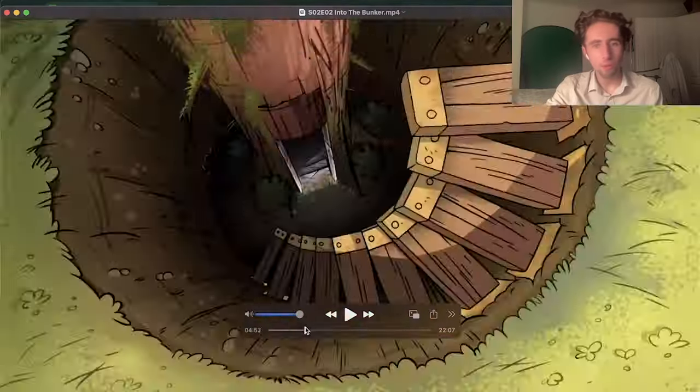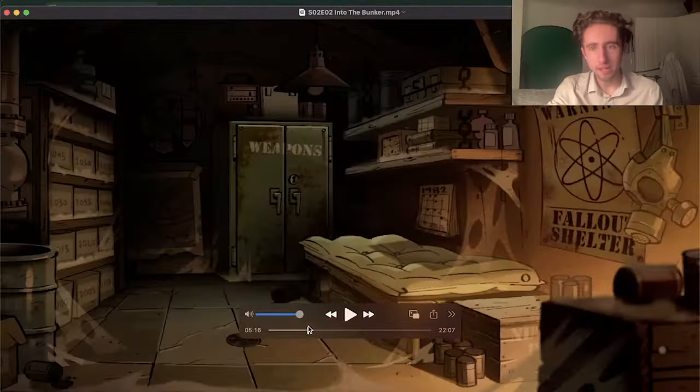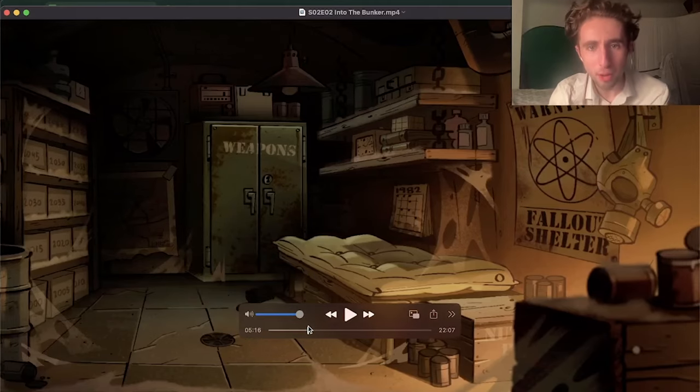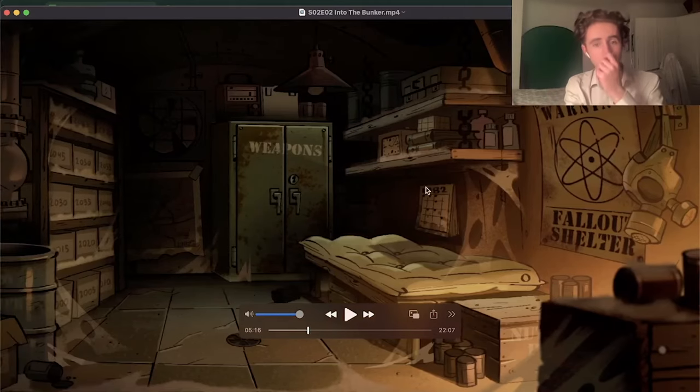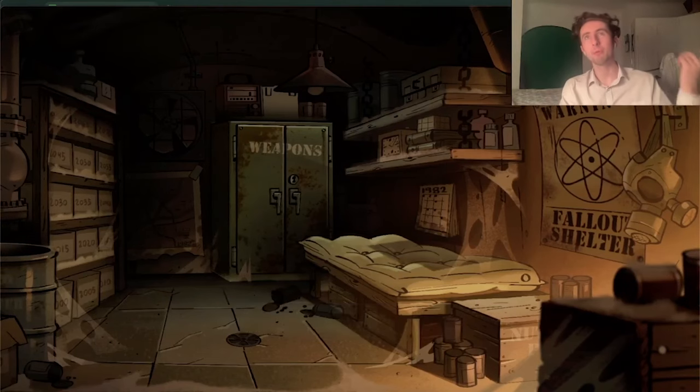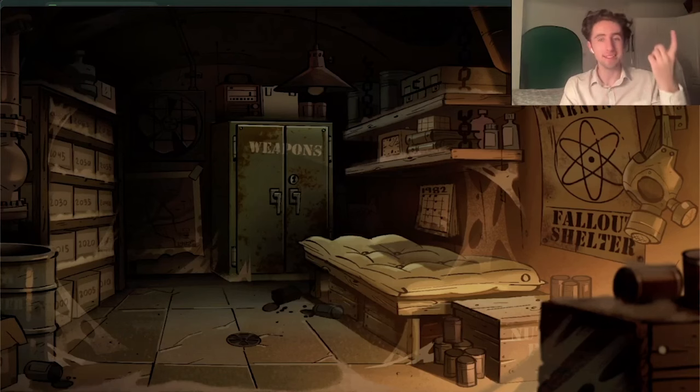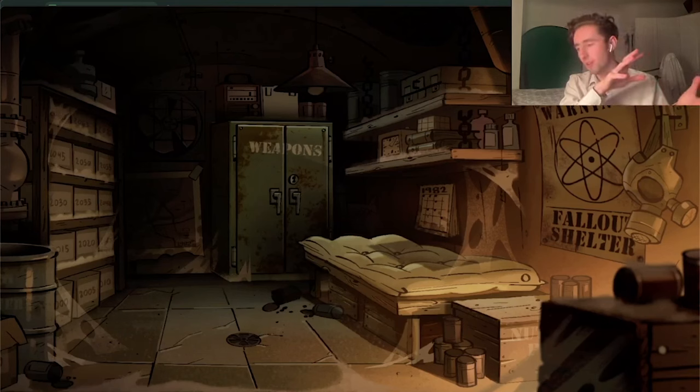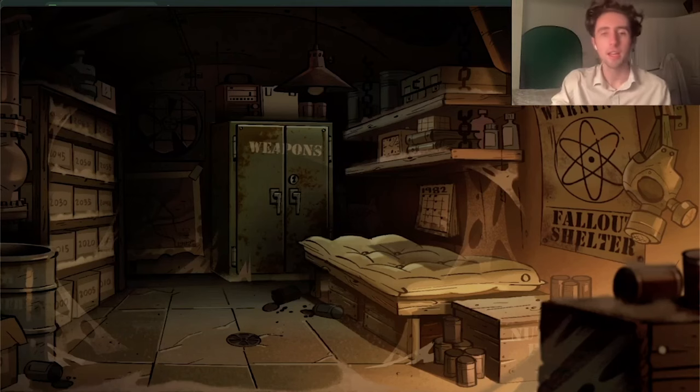I don't know what this bunker is for. It's really interesting. Fallout Shelter, 1982 again. So one thing I didn't put together is that 1982 is 30 years before 2012, which is when this is technically supposed to be set. And 30 years ago, what was 30 years ago? 30 years was how long Stan has been trying.